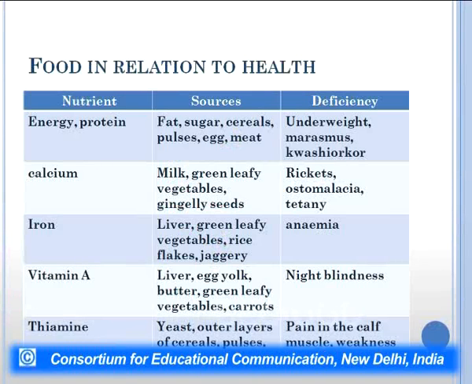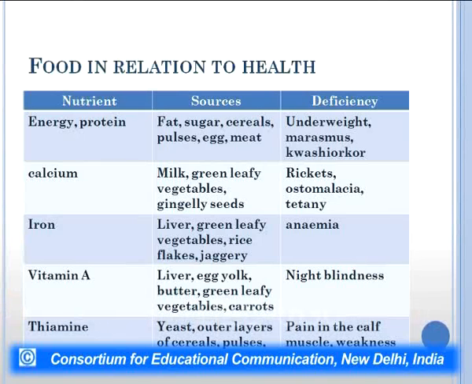Now, food in relation to health. When we talk about nutrients, we must know in brief about the role of nutrients in the body. Though I know that you must be knowing, as these were discussed in the previous lectures, in short I want to add these in this lecture also. So, energy and protein: the major sources are fat, sugar, cereal, pulses, egg, meat. Deficiency may lead to underweight, and the diseases are known as kwashiorkor and marasmus.